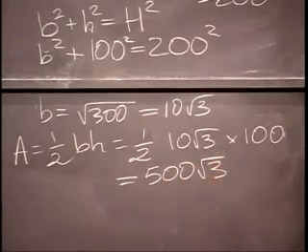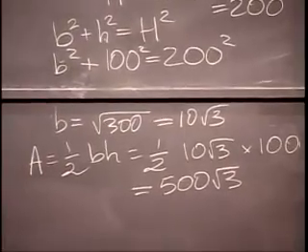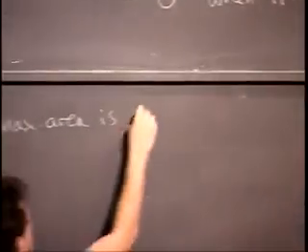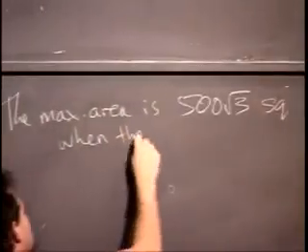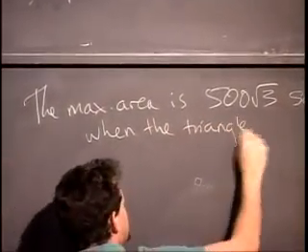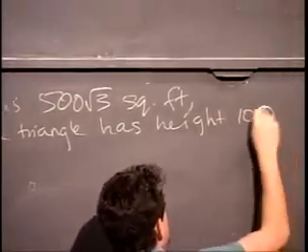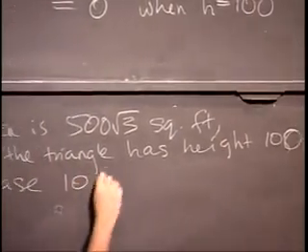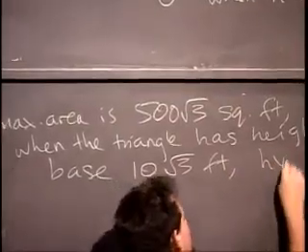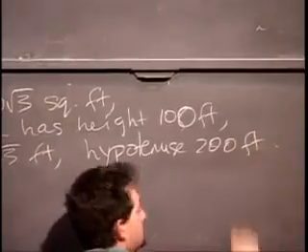Are we done? More or less. Let's just write it up in a summary. The maximum area is 500 root 3 square feet when the triangle has height 100 feet, base 10 root 3 feet, hypotenuse 200 feet. Done. Question?